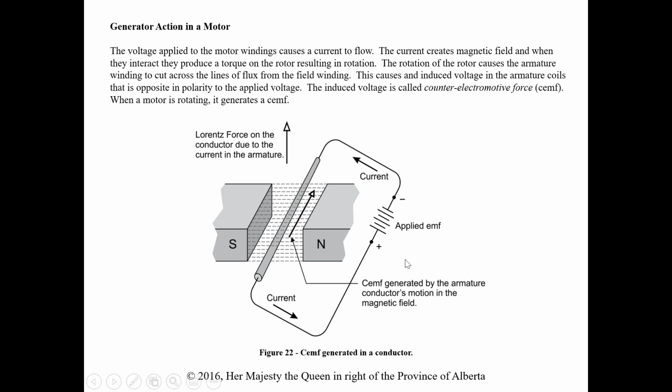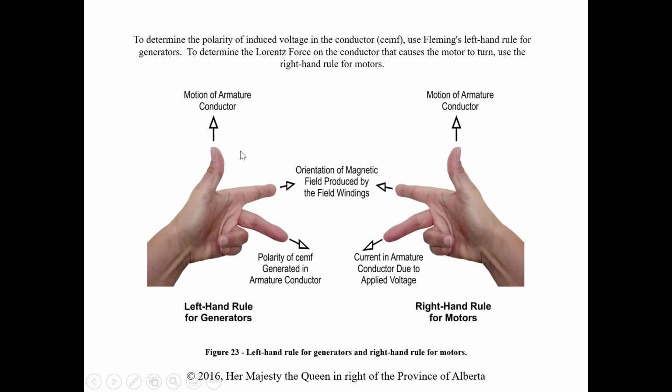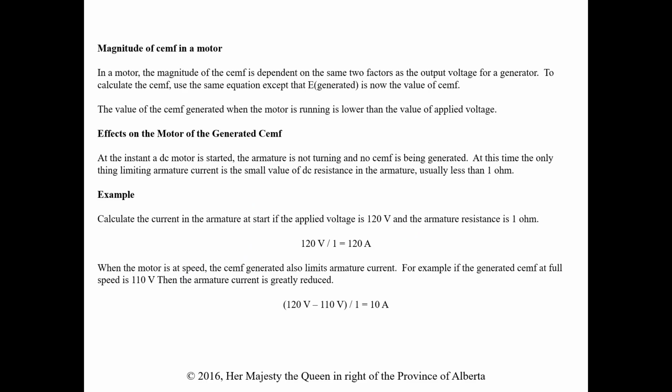Okay, so basically the long and short of this is saying that this is how we can see that the EMF that's developed is in fact counter to the applied. Okay, so there is a CEMF in a motor that's generated just like in a generator. Okay, the only difference is it will never be the same as the applied voltage, never be the same value. Okay, so the magnitude of the CEMF is dependent on the same factors as the output voltage of a generator, and to calculate it, we can use the same equation.